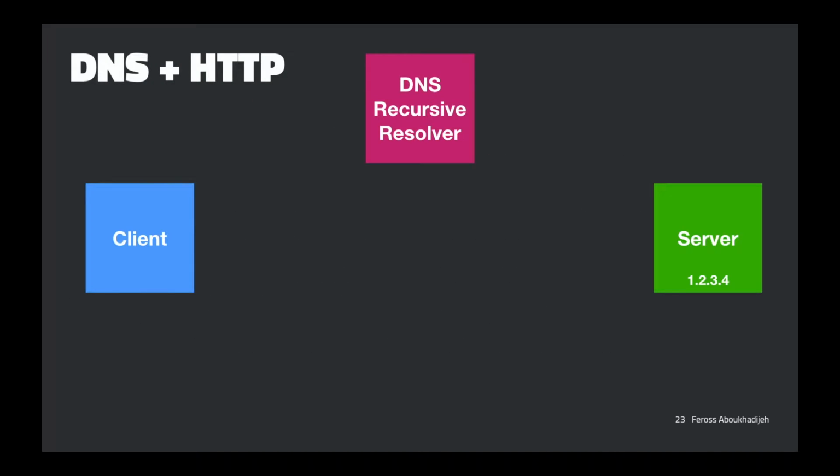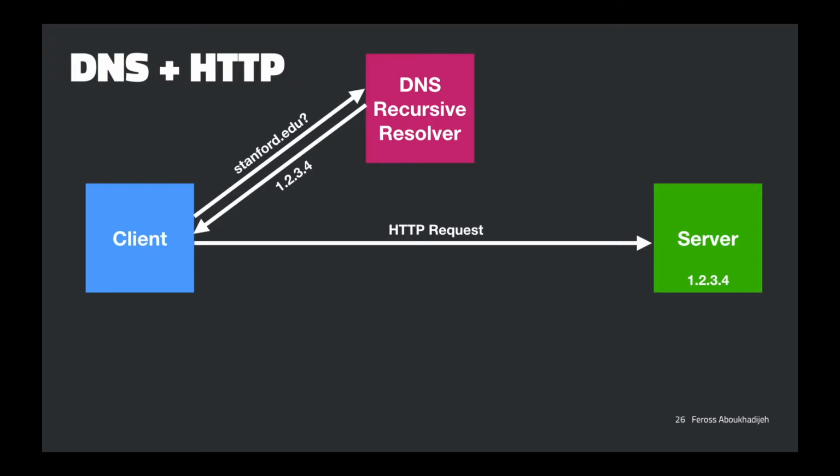Cool, so now let's throw HTTP into the picture. So this is what it's going to look like. We're not done when we get the IP address of the server. Now we actually have to connect to it. So when we get the IP, we now know this is the server we need to talk to. I changed the IP address here, but this is the Stanford IP address. And once we know it, we're going to make an HTTP request to it and get back a response.